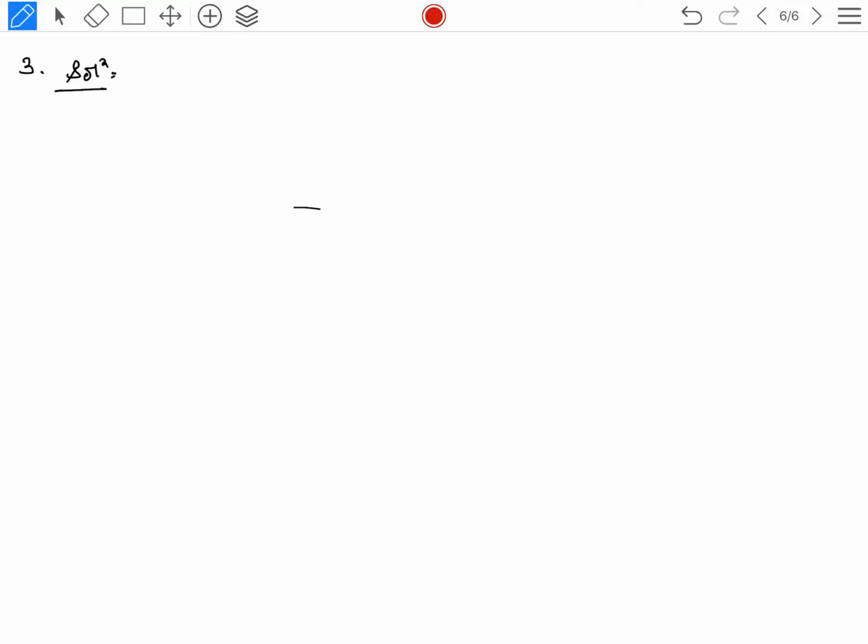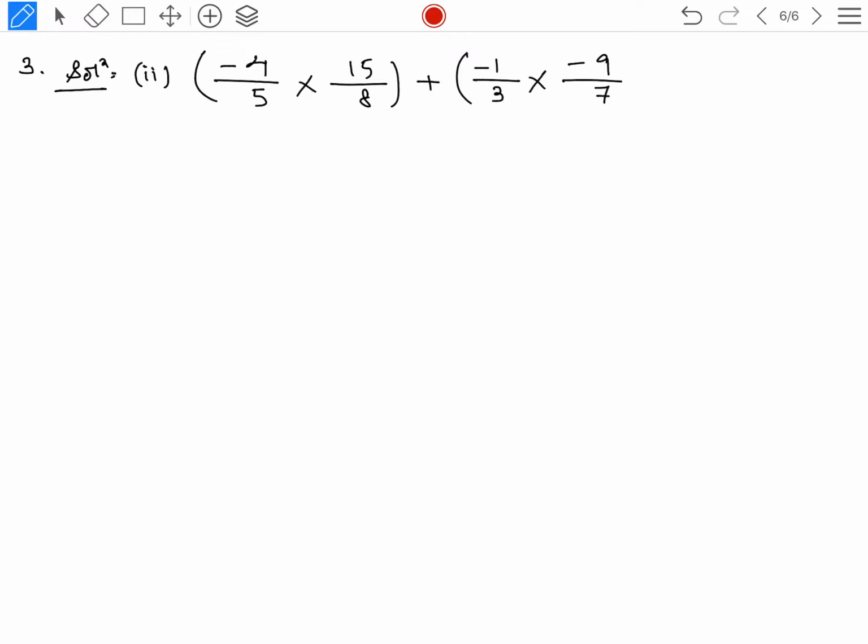Okay, let's move on to number 3 solution. The first one you will do, the second one I will solve. Look, the second one, what is given: minus 4 by 5 into 15 by 8, bracket close, then plus minus 1 by 3 into minus 9 by 7, bracket close, then plus 2 by 9 into 27 by 14.